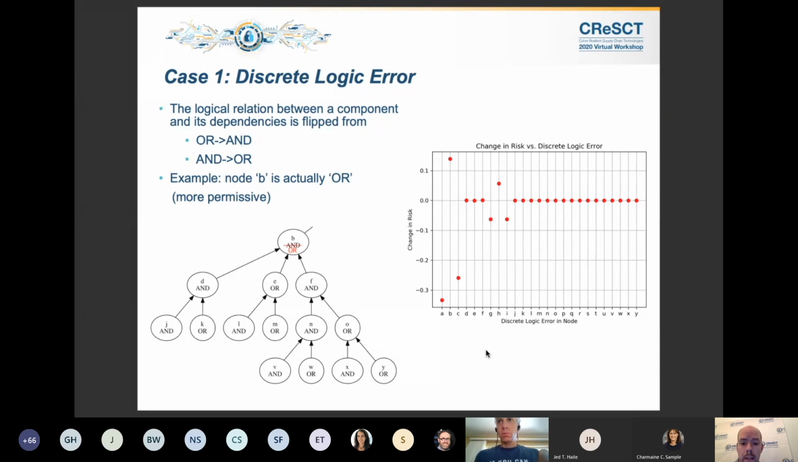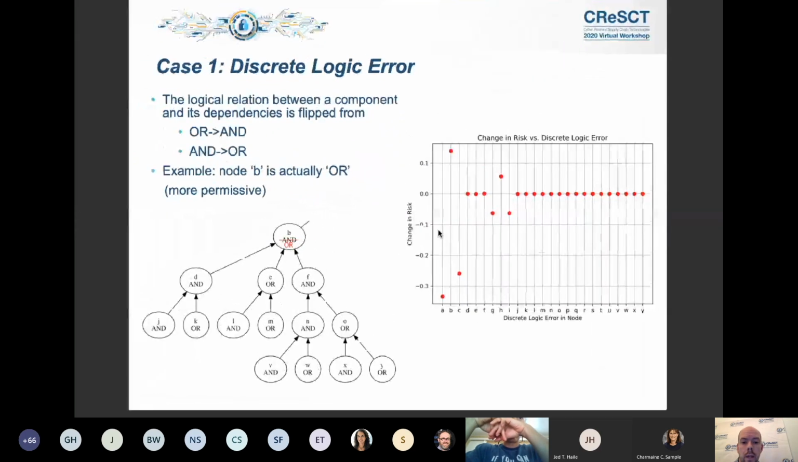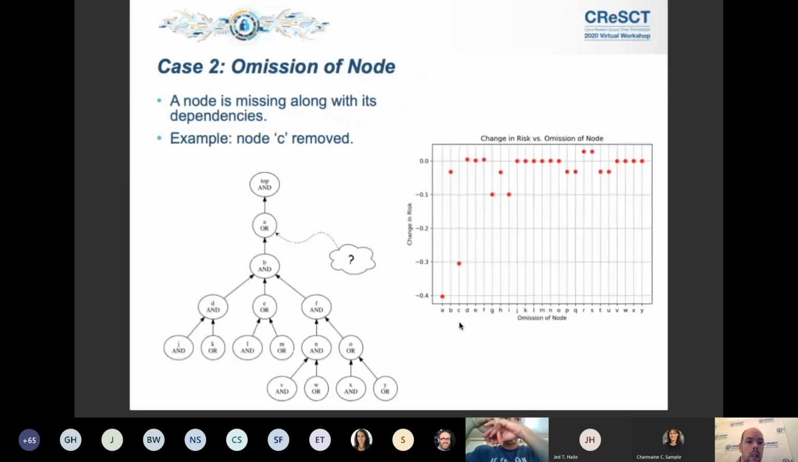What you'll notice immediately is that the nodes to the left are nodes that are higher up in our system, closer to the attack goal. When we get the logic of these nodes wrong, we have a much larger change in risk. When we move to the nodes in the middle of the system, it gets smaller. And of course, leaf nodes here wouldn't have any effect because they have no predecessors. This is a pattern we'll see throughout many of the examples, that nodes higher up in the system are more important. In case 2, we look at the omission of a node.